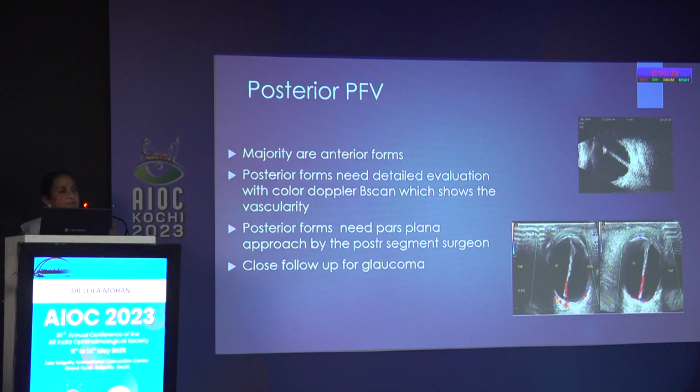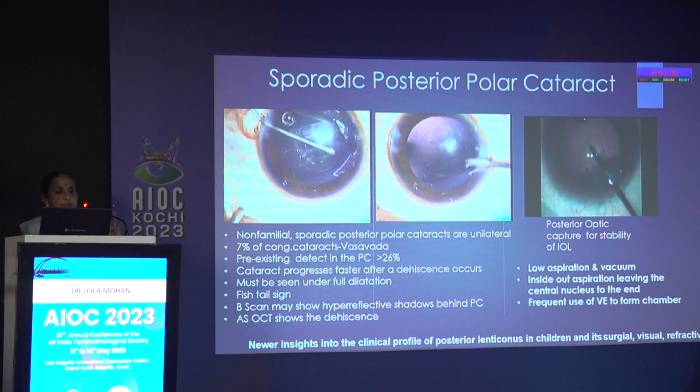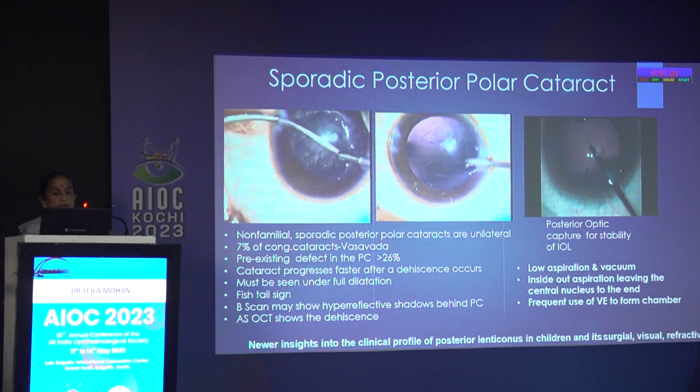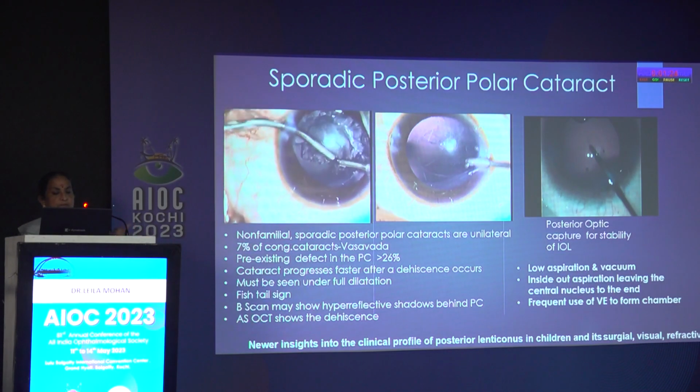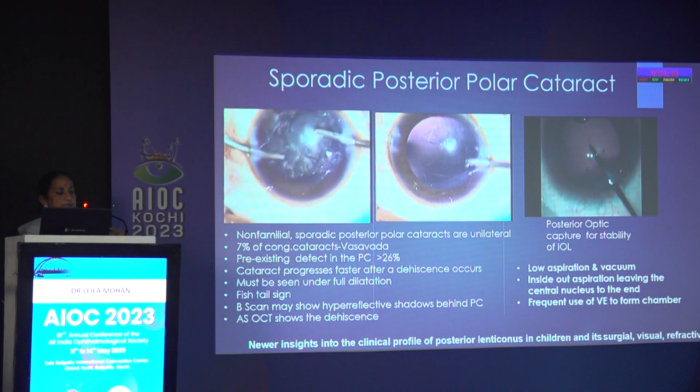Posterior forms should be dealt with. If the Doppler B-scan shows vascularity, then it is better to be dealt with by the posterior segment surgeon. And sporadic posterior polar cataracts are often unilateral, and all the strategies like low aspiration vacuum, inside out aspiration as we do in a posterior polar should be observed.